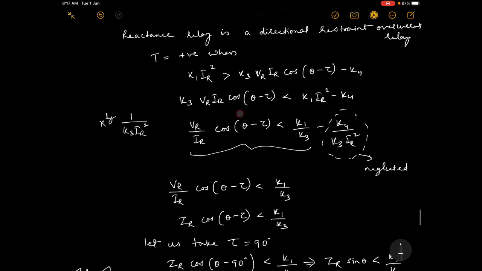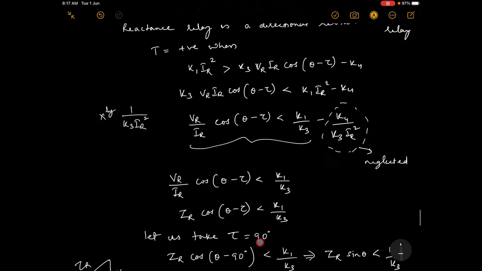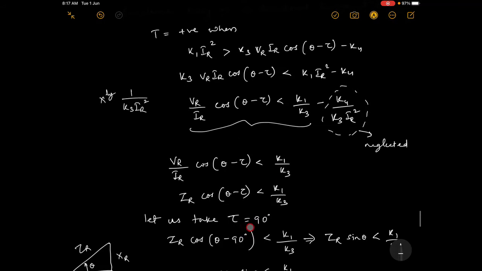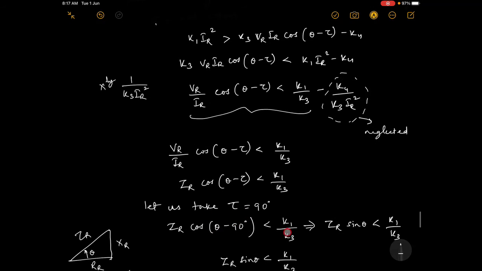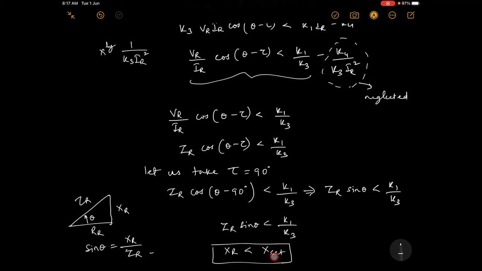And we had used this equation. So you can see that there is interaction with voltage and current, to get the torque angle 90 degree. So to get the torque angle 90 degree, we had taken that and we had come to a conclusion that XR is less than X set. So we have already seen this.